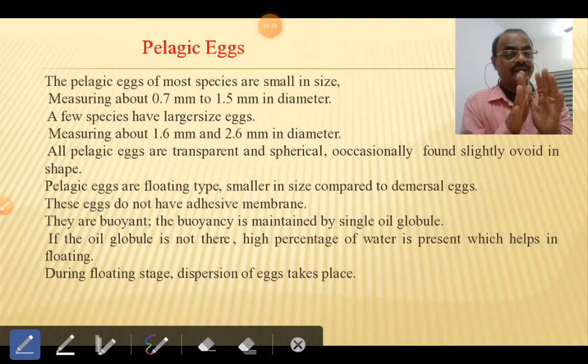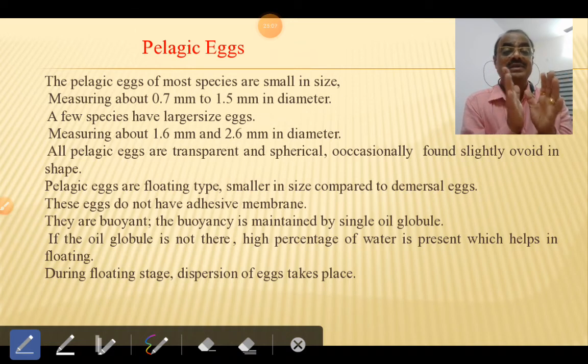The pelagic eggs are floating type, smaller in size compared to the demersal eggs. Already I have told they are smaller in size as compared to the demersal eggs. The eggs do not have an adhesive membrane as in the second category, the adhesive eggs. That is, they are buoyant.